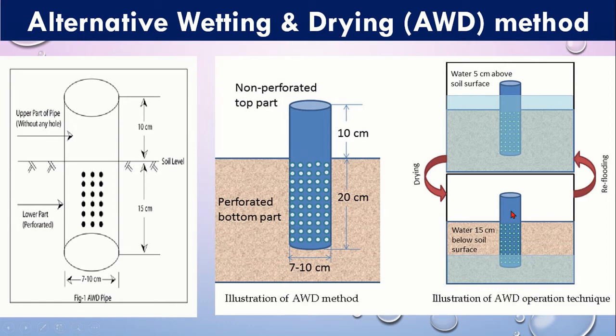So how can you measure this? Because this pipe has no water or soil inside, you can easily observe the level underneath. You can measure this with the help of a tape, then you can apply the water.